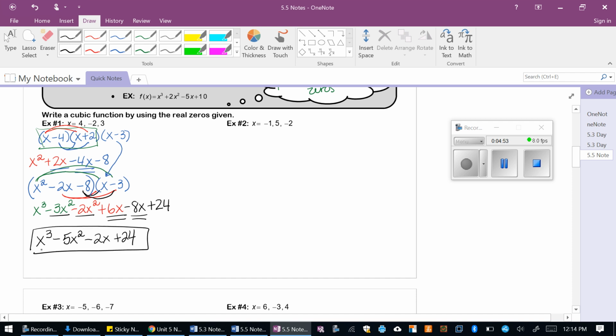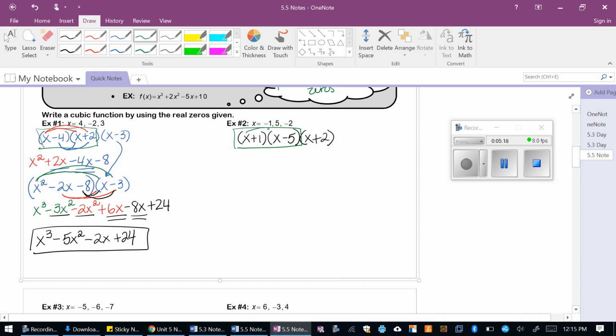Now on to example number 2. We're going to list out those factors. We take the opposite. So we have x plus 1, x minus 5, x plus 2. Once we list out the factors, we multiply them out. We work from left to right, like reading a book.